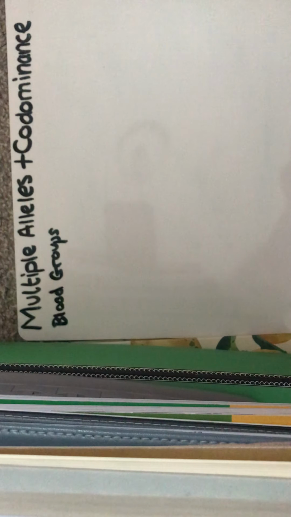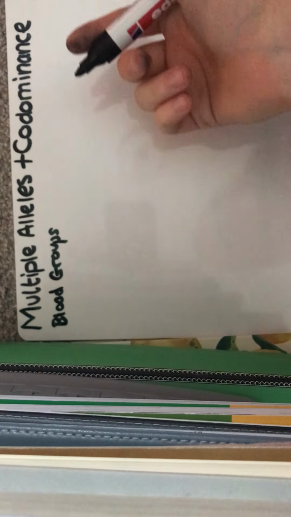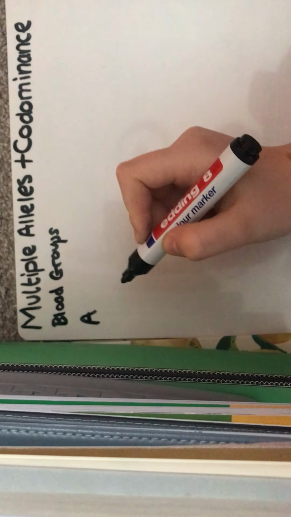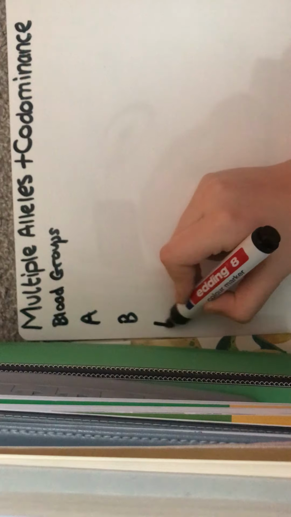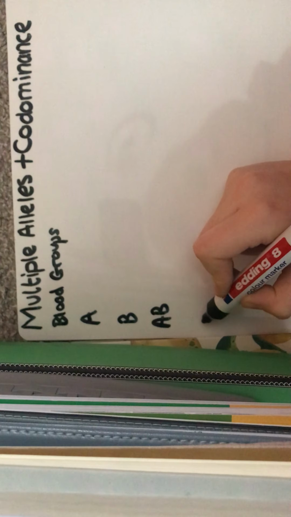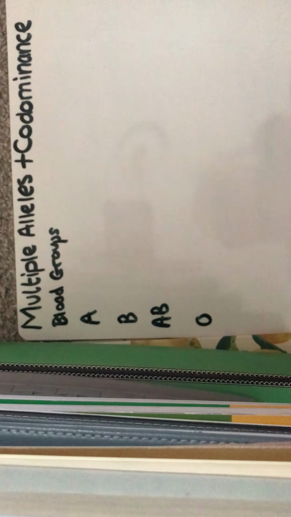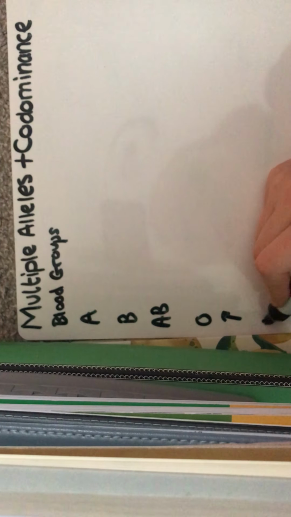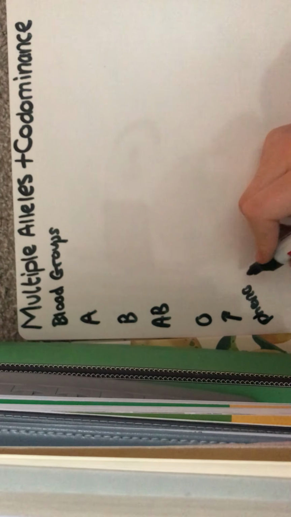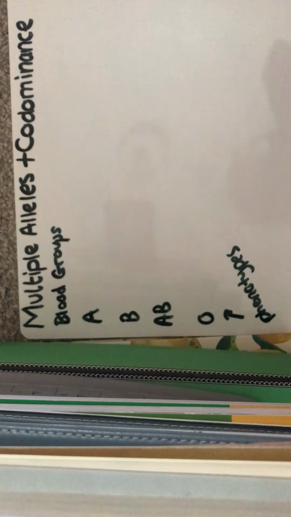So there are four different kinds of blood groups, and the blood groups are going to be the phenotypes. So the phenotypes can be blood group A, B, AB, or O. So they're the 4 different, and these are all what we're calling the phenotypes. They're the actual characteristics. And there are different possible genotypes for each of these.